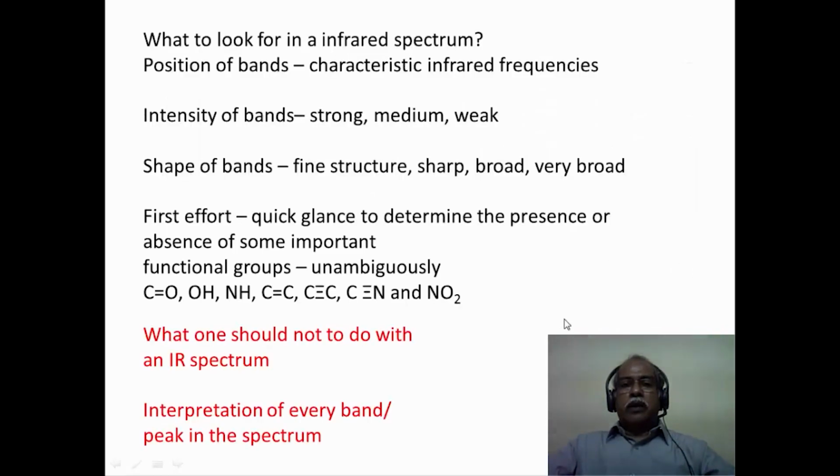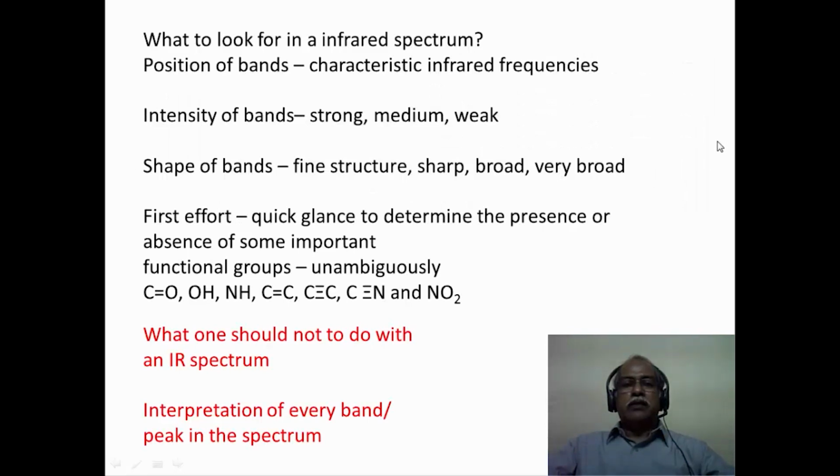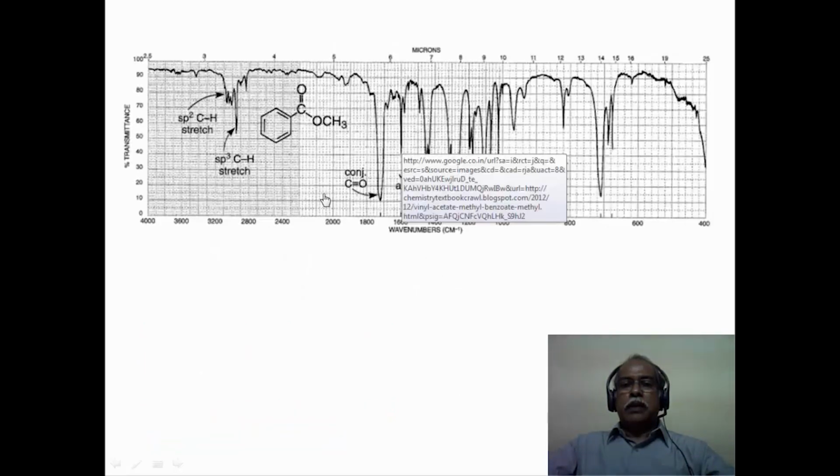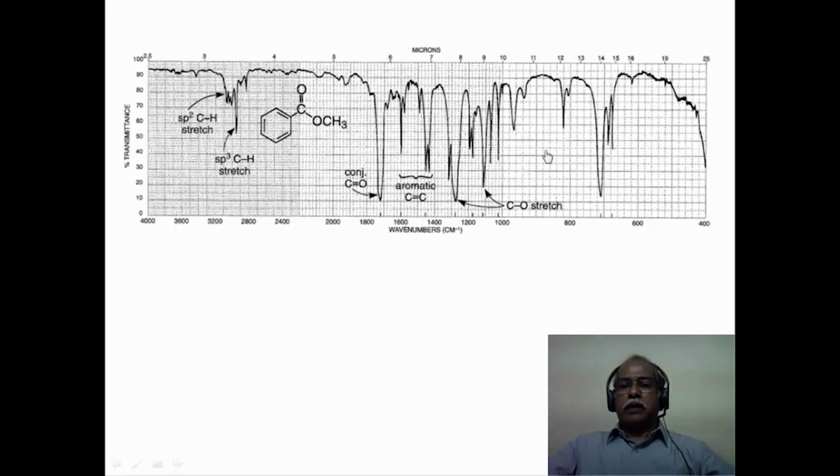Now, what are we looking for in an infrared spectrum? The infrared spectrum is fairly complex. To interpret every one of the peaks in the spectrum is a humanly impossible or a very time consuming task. So what one looks for is first the intensity of the bands. Are they strong bands, medium bands, or weak bands? For example, this would be a strong band, this would be a medium band, and this would be a very weak band, which is a shoulder band.